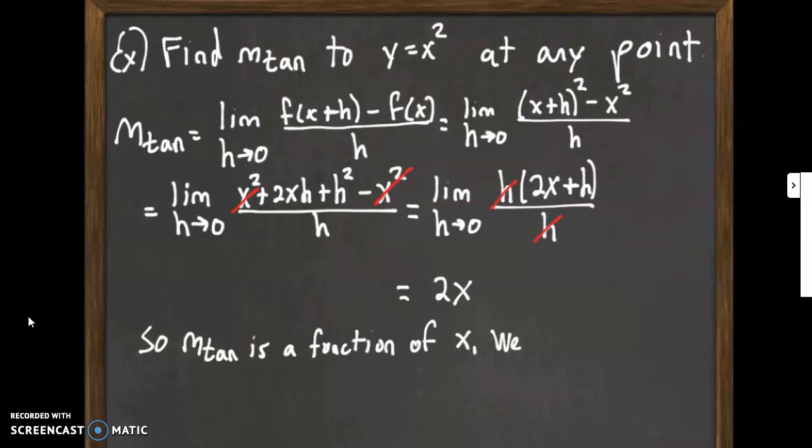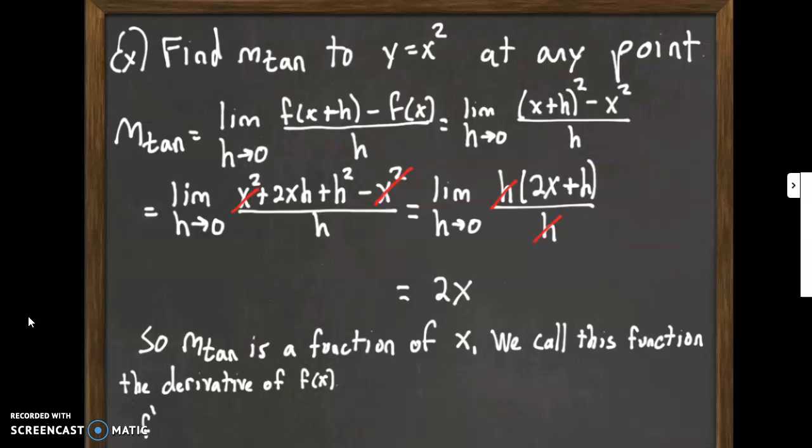It depends upon x. We have a name for that function. We call this function the derivative of f of x. All right, so instead of talking now about a slope of tangent line function, we refer to it as the derivative. The notation for derivative is f followed by a little prime symbol. So f prime of x means the derivative of f.